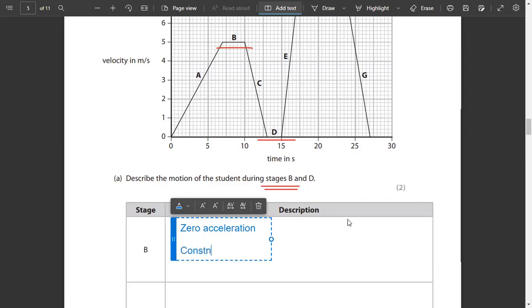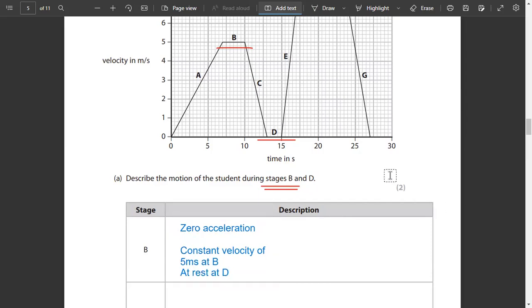and constant velocity. Zero acceleration and constant velocity. कितनी constant velocity है उसकी? 5 meter per second at B, 5 meter per second at B, और D पे कितनी constant velocity है? It is at rest position at D. Why? क्योंकि उसकी zero है speed.